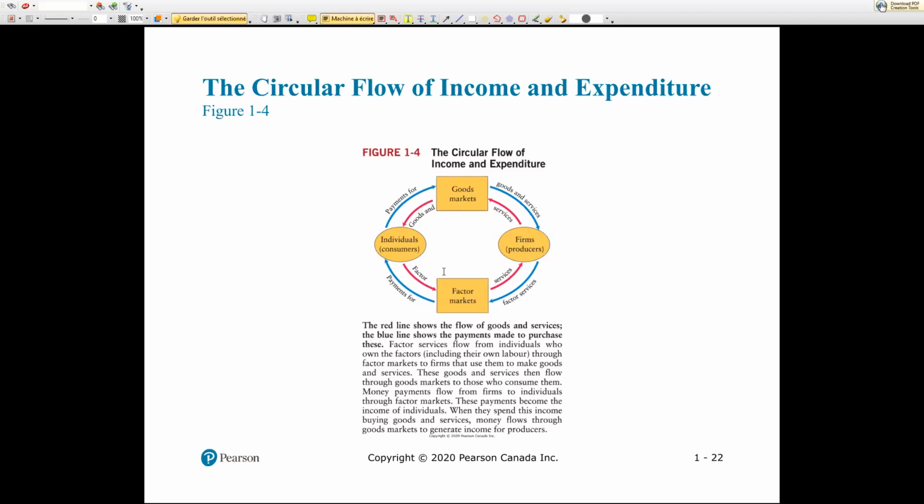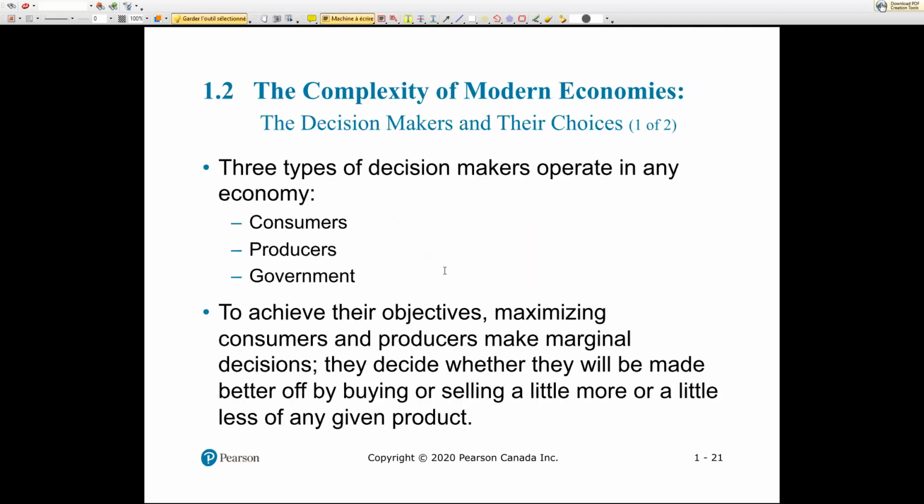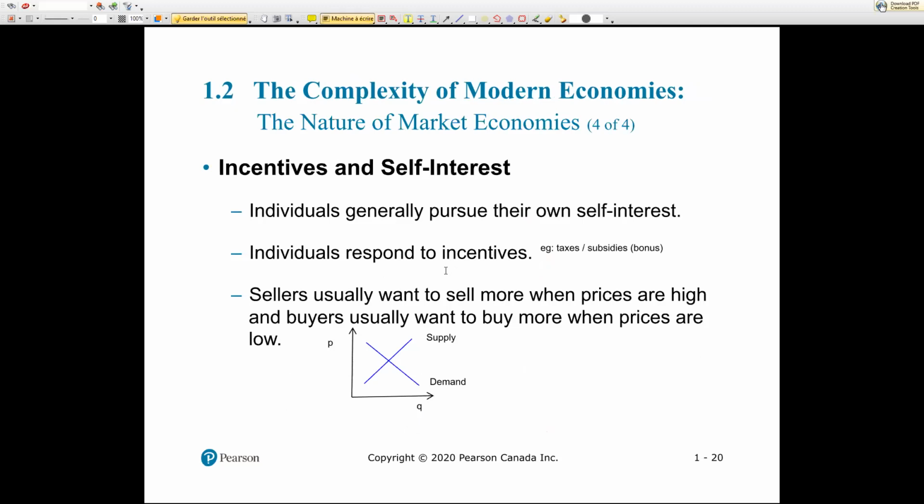I'm sorry, Professor. Could you go back to the supply and demand? Yes, this one, just a second. Thank you. But my question stands, what do I provide to Concordia?